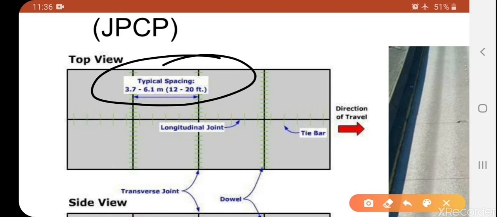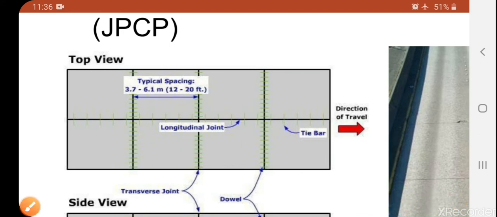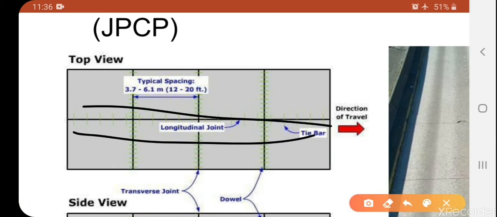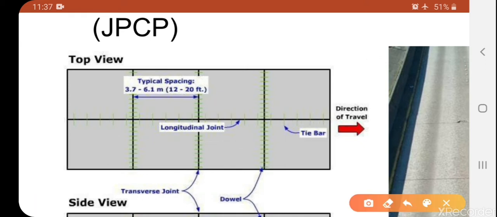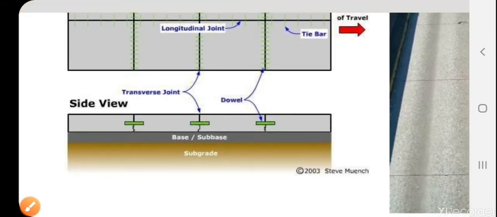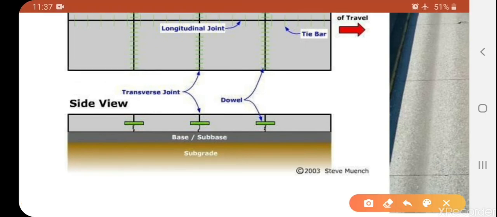These are called longitudinal bars. Longitudinal is nothing but along the lengthwise direction. If the length of the road extends, the bars are placed lengthwise. These bars are called longitudinal bars, and these other bars are called tie bars. These tie bars connect the longitudinal and transverse directions. In the side view, here we can see the dowels and transverse joints.